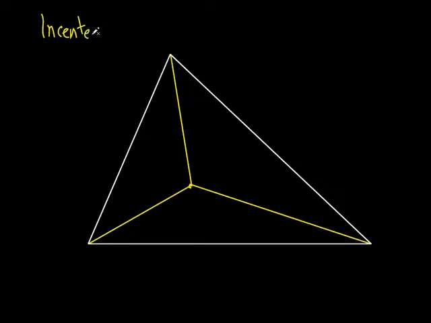Now, I don't have any fancy way to remember which word goes with what, and sometimes I get a little confused myself. But just write it down. So how do you find the incenter? You bisect each of the angles. That's how you find the incenter. You find the circumcenter by doing the perpendicular bisector of all three sides of the triangle.